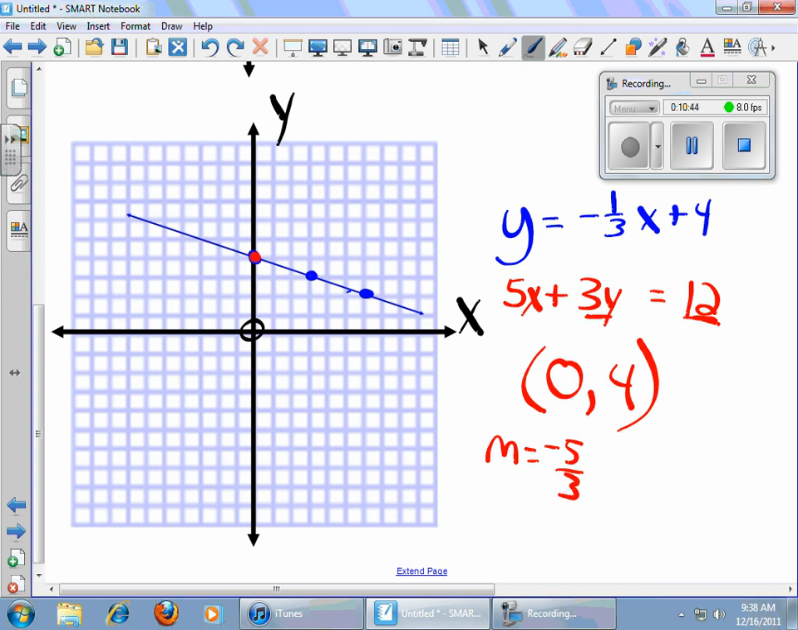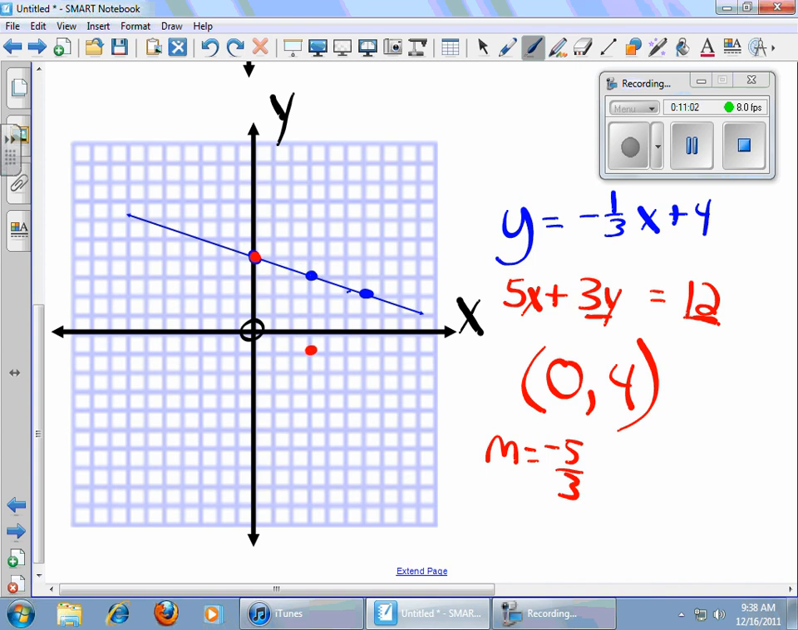Do you notice I didn't try to find the x-intercept? Because I looked ahead and I saw that 5 doesn't go into 12 evenly, but 3 goes into 12 evenly. So I went for the y-intercept and then the slope, because now from here I can just go down 5, 1, 2, 3, 4, 5, right, 1, 2, 3.